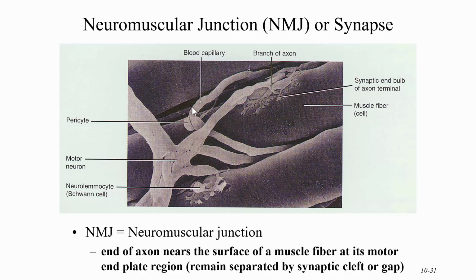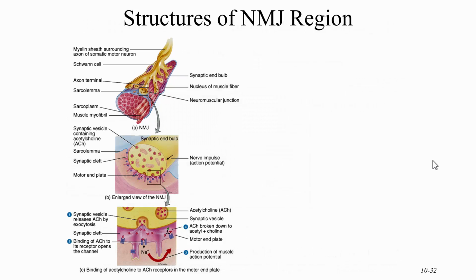We can also see a capillary and a Schwann cell. I won't get into too much detail about that, but it does wrap kind of an insulation or protective layer around the neuron. We'll talk about that more in the nervous system lectures. Okay, so let's look at the structures of the neuromuscular junction region.